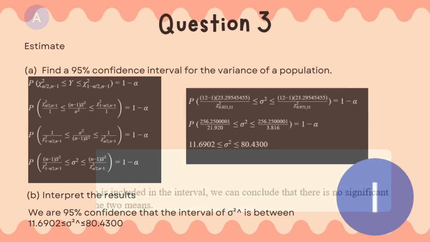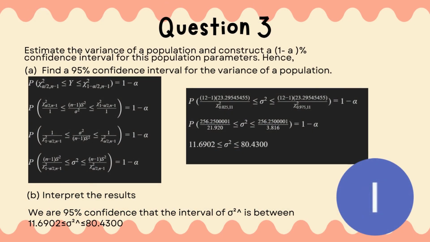Question 3 is to estimate the variance of a population and construct a 1 minus alpha percent confidence interval for these population parameters. Hence, find a 95% confidence interval for the variance of a population. So, the distribution is chi-square distribution. This is the distribution that we have constructed. After constructing the distribution, we insert all the information into the formula, and at the end we get 11.6902 less than or equal to variance hat less than or equal to 80.4300.